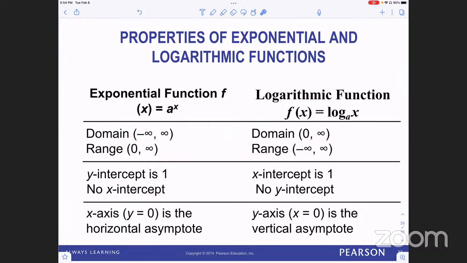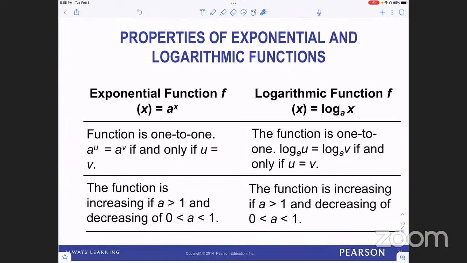Exponential functions, the y-intercept is 1 and there's no x-intercept. Log functions, the x-intercept is 1 and there's no y-intercept. All right, it's kind of that whole switching. Exponential functions have a horizontal asymptote, which is the x-axis. Log functions have a vertical asymptote, which is the y-axis.